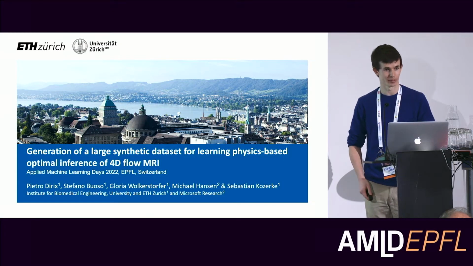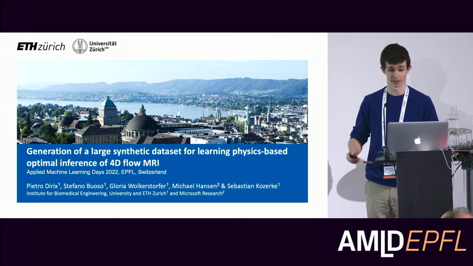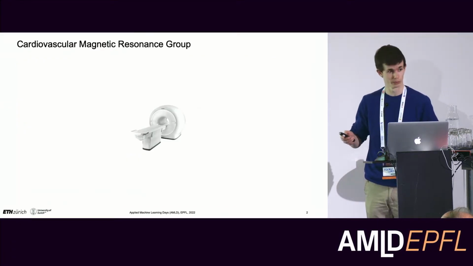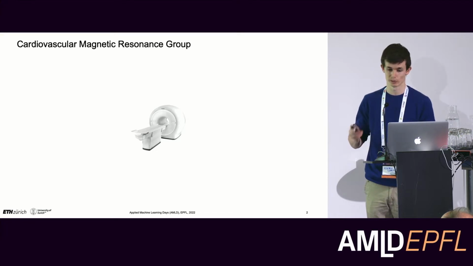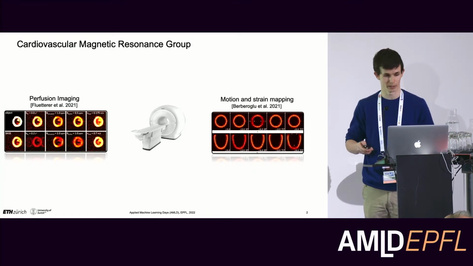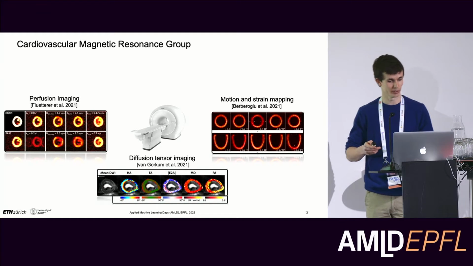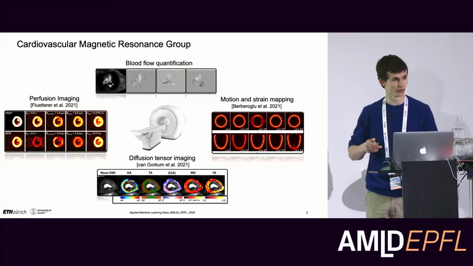So my name is Pietro Dirix, and I'm currently pursuing my PhD at the Cardiovascular Magnetic Resonance Group from ETH and University of Zurich. We are an imaging group focused on improving MRI techniques and also simulating and modeling various MRI strategies like perfusion imaging, motion and strain mapping, diffusion tensor imaging, and also blood flow quantification, which is going to be our topic of interest for today.